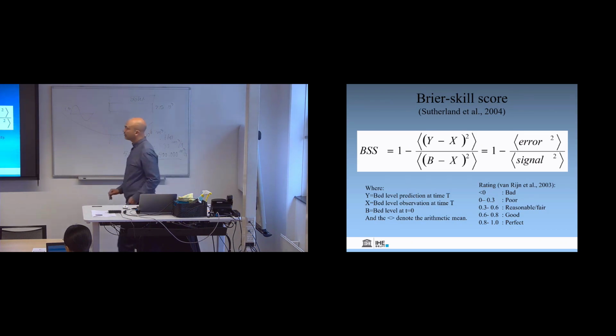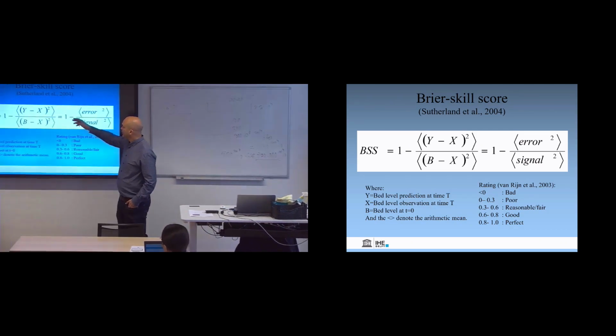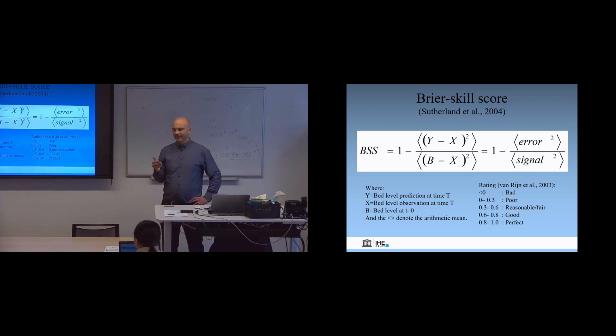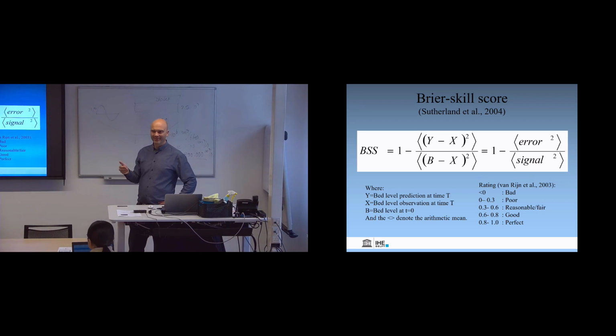This is the Brier Skill Score. It's 1 minus the error divided by the signal, where the error is the difference between model and measurements, and the signal is what the measurements tell you. If it's below 0, the error becomes larger than the signal, and that implies that your model is doing a very bad job, and your initial bathymetry is better than your model outcome. So you should not have started your model.